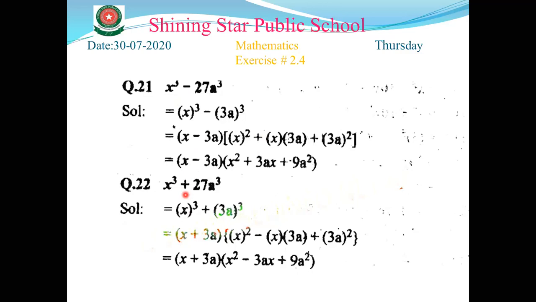when we open the formula, it becomes a plus b, a square minus ab plus b square. So x square minus 3ax plus 9a square. Okay, 3 square is 9 and a square, 9a square. Very simple.